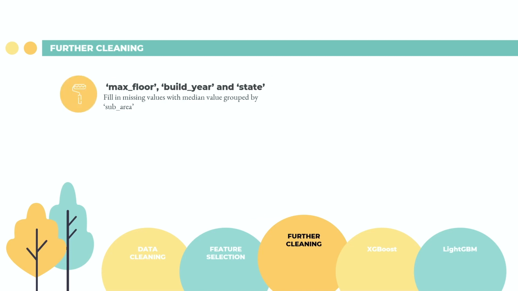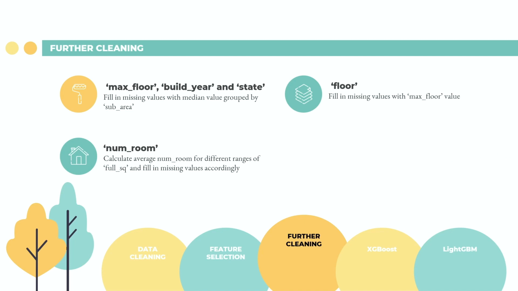For max floor, build year, and state, we fill in the missing values with the median value of each column respectively, grouped by the properties in the same sub-area. For example, if there is a row with a missing value in the max floor column belonging to the Bibirevo sub-area, we will fill it in using the median max floor value for properties belonging to the Bibirevo sub-area. For floor, we simply fill in the missing values with the max floor value of each row respectively.